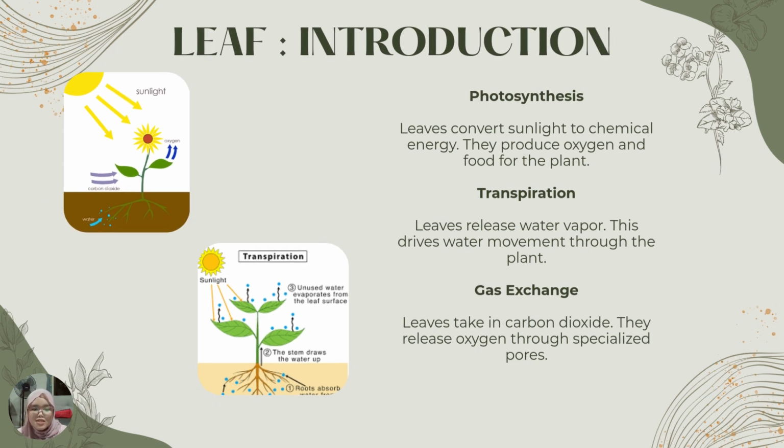Leaf. Photosynthesis: leaves convert sunlight to chemical energy. They produce oxygen and food for the plant. Transpiration: leaves release water vapor. This drives water movement through the plant. Gas exchange: leaves take in carbon dioxide. They release oxygen through specialized pores.